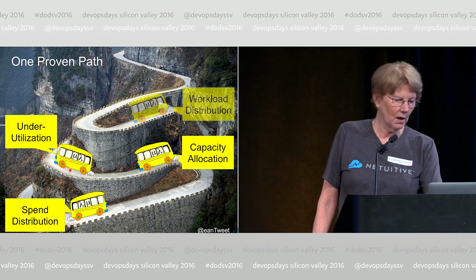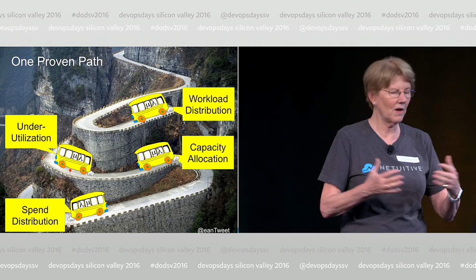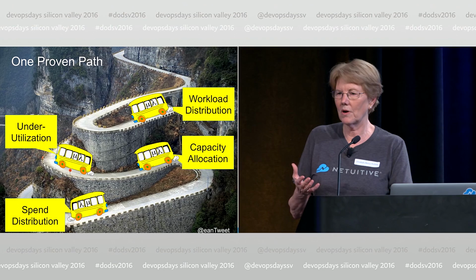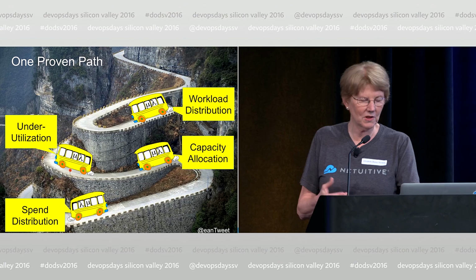Next, workload distribution. What's the workload looking like? Is it ebbing and flowing? Is it constant? In a sense, what the company is trying to do is figure out about itself: what is it buying, and what kinds of workload does it need to meet?